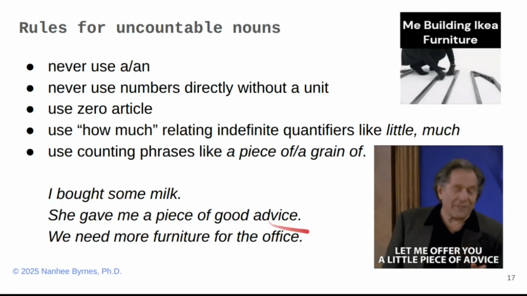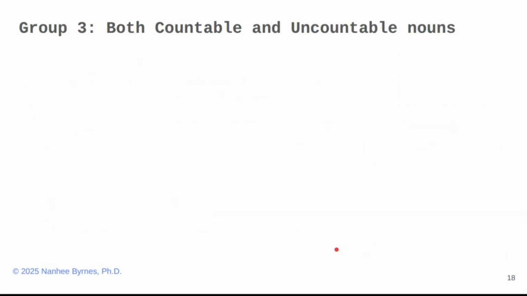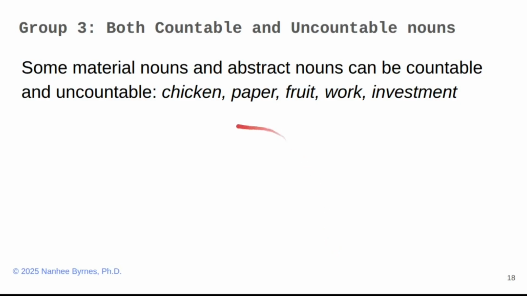Group 3. Nouns that can be both countable and uncountable. This is the tricky group for many learners. Some nouns change their grammatical behavior depending on meaning. The form you choose signals whether you're talking about a specific, countable item or a general substance or activity.